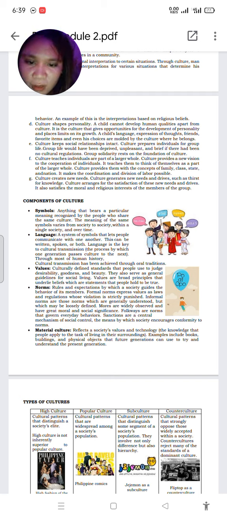So values, culturally defined standards that people use to judge desirability, goodness, and beauty. They also serve as the general guidelines for social living. Values are broad principles that underlie beliefs, which are statements that people hold to be true. So values is a guideline.